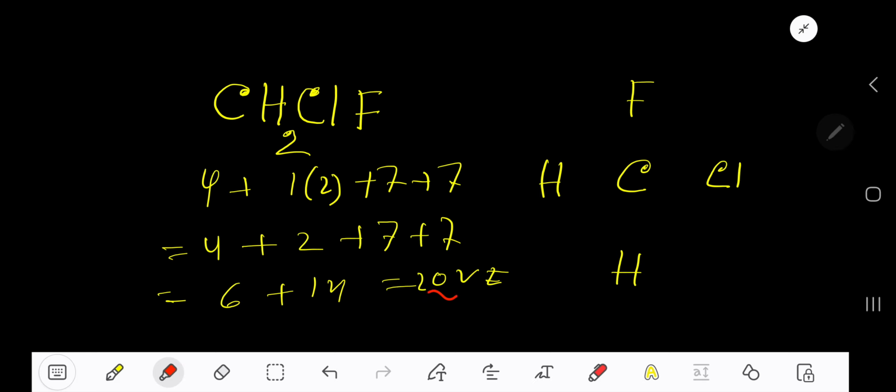This 20 valence electrons has two tasks at the same time. The first task is to connect these 5 atoms together, and the second task is to satisfy octet and duet of the atoms. So let me connect: 2, 4, 6, 8. For connecting we have used 8 out of 20.